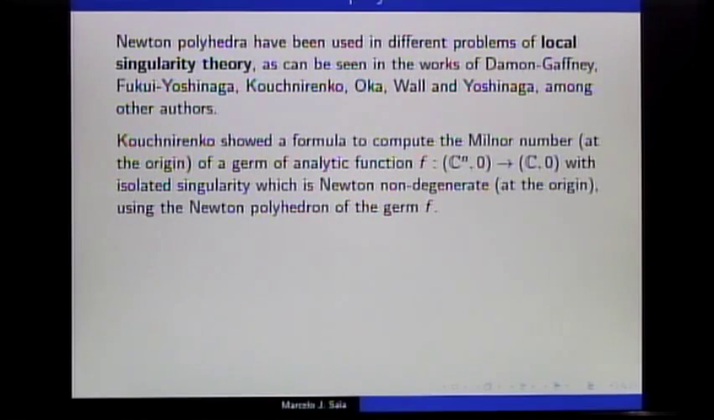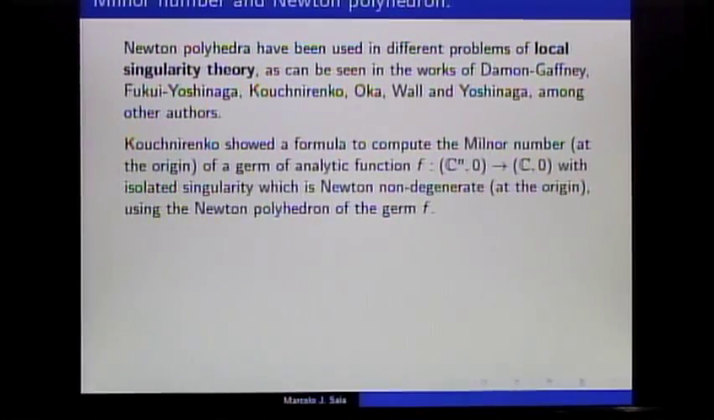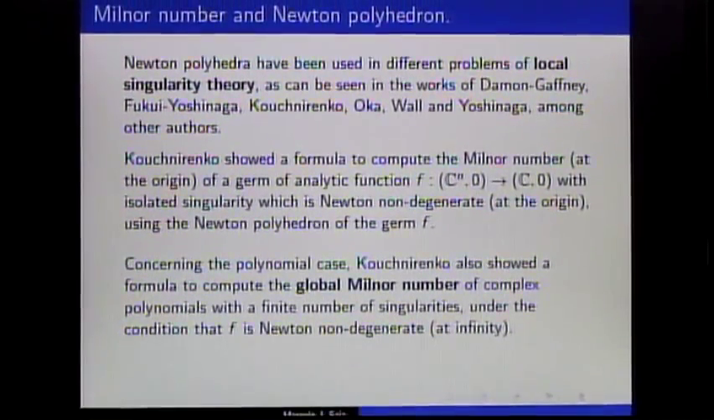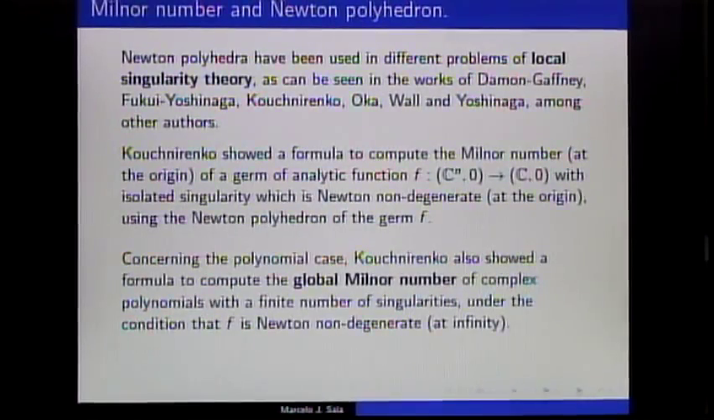And he showed the formula to compute the Milnor number. I'm going to show it later, for an isolated singularity of a function germ which is Newton non-degenerate at the origin, using the Newton polyhedron of the germ. Moreover, in the same article of Kushnirenko, he considers three cases: the germs, the case of polynomials, and the case of Laurent series. I am talking just about the polynomials and germs case.